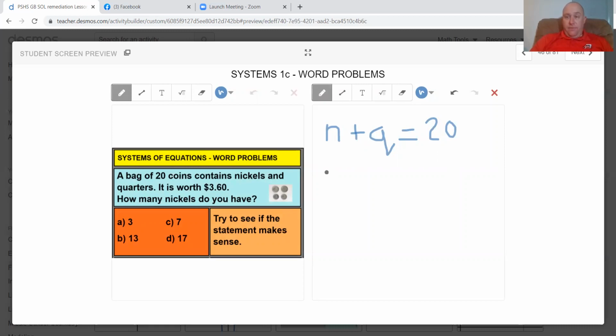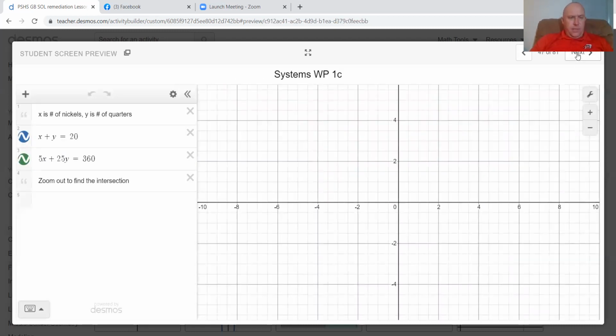So a nickel is 5 cents. So if we wrote it in dollar terms, we could certainly put 0.05. And for the quarter, we know that's 25 cents. So 0.25Q. And what does it equal? Well, it says $3.60. So 3.60. And then we could type those in.